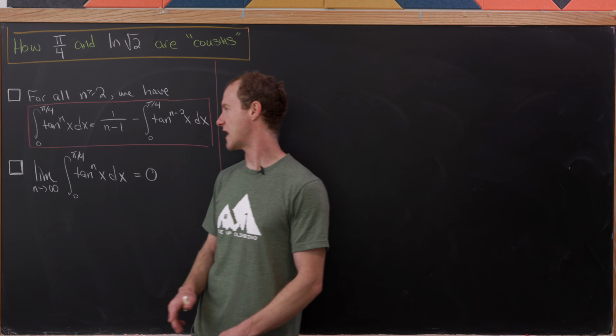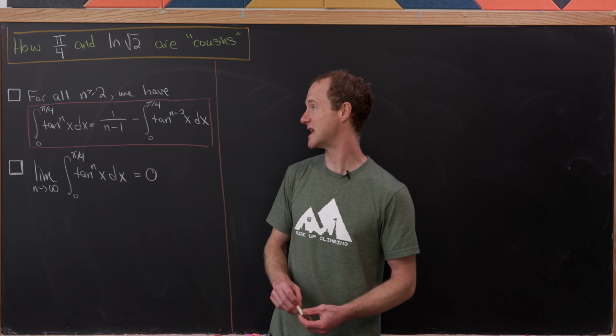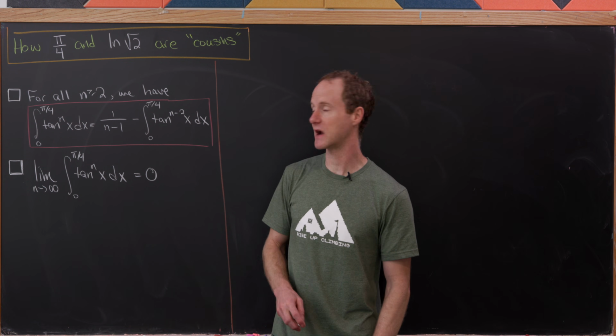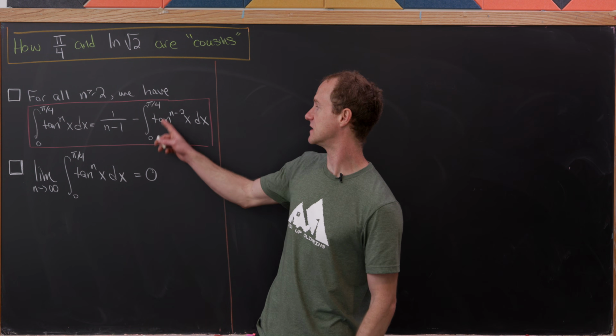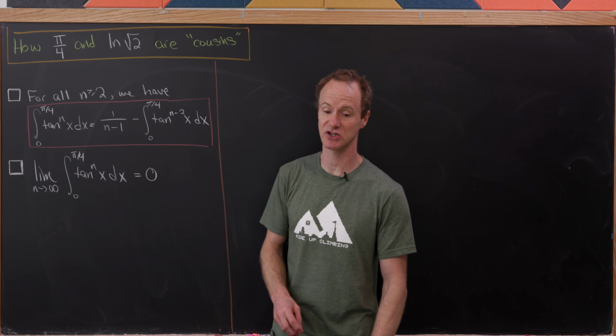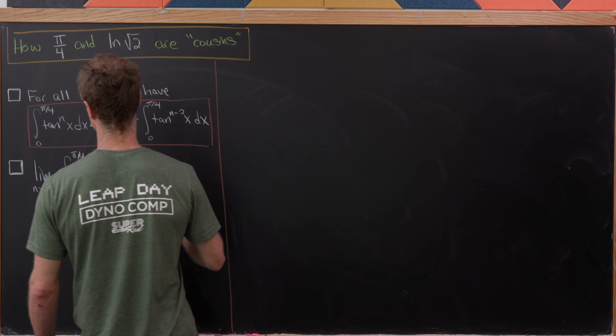We'll show that the integral from 0 to pi over 4 of tangent to the n power of x dx is equal to 1 over n minus 1 minus the integral from 0 to pi over 4 of tangent to the n minus 2. Okay, so let's see how we'll do this.